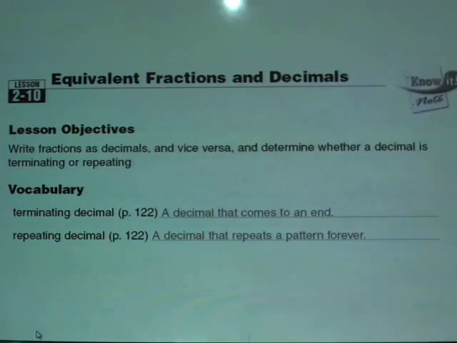Terminating decimal, that's a decimal that comes to an end. That's your 0.5 and your 0.75s and your 0.875s. They have a finite terminating spot. It ends somewhere.